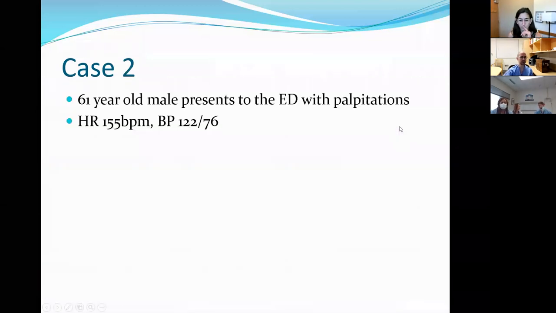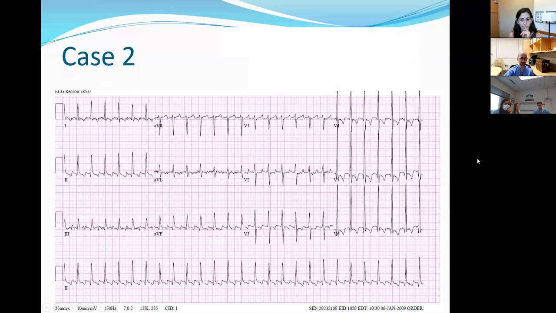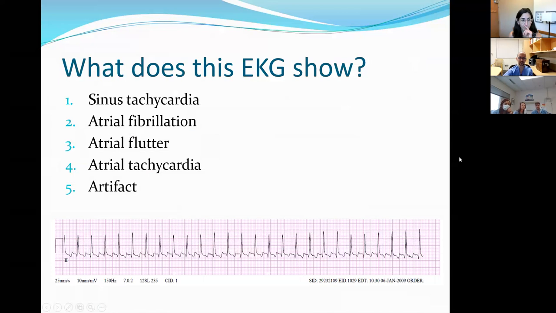So that's AFib. Let's go to case 2. A 61-year-old male comes to the ED with palpitations. Heart rate is 155 beats per minute. Blood pressure is normal. And this is his ECG. And so what does this ECG show? Is it sinus tach, AFib, atrial flutter, atrial tachycardia, or is this artifact?